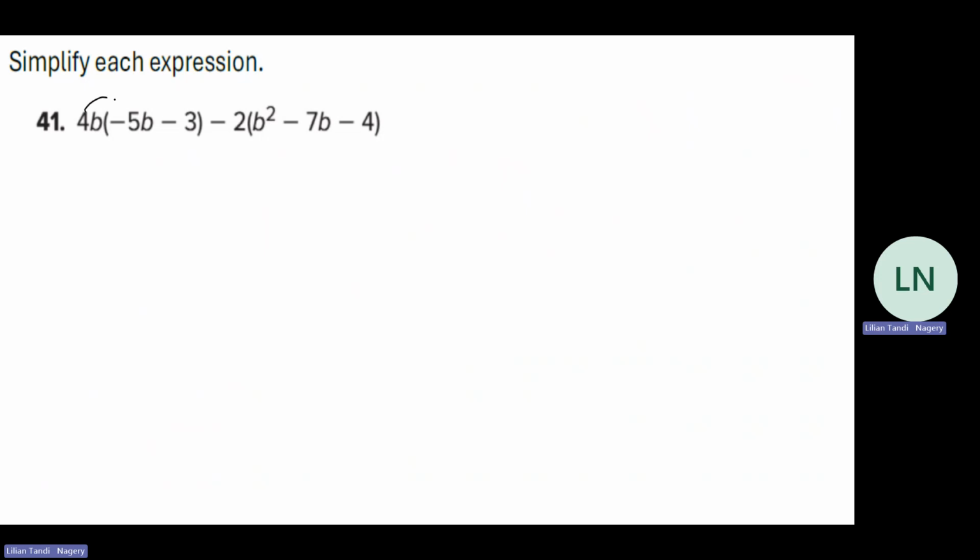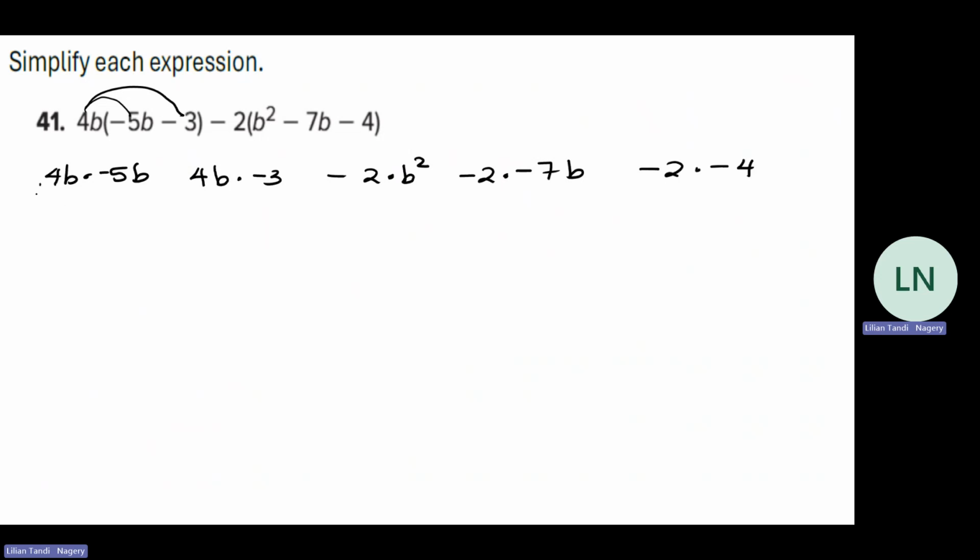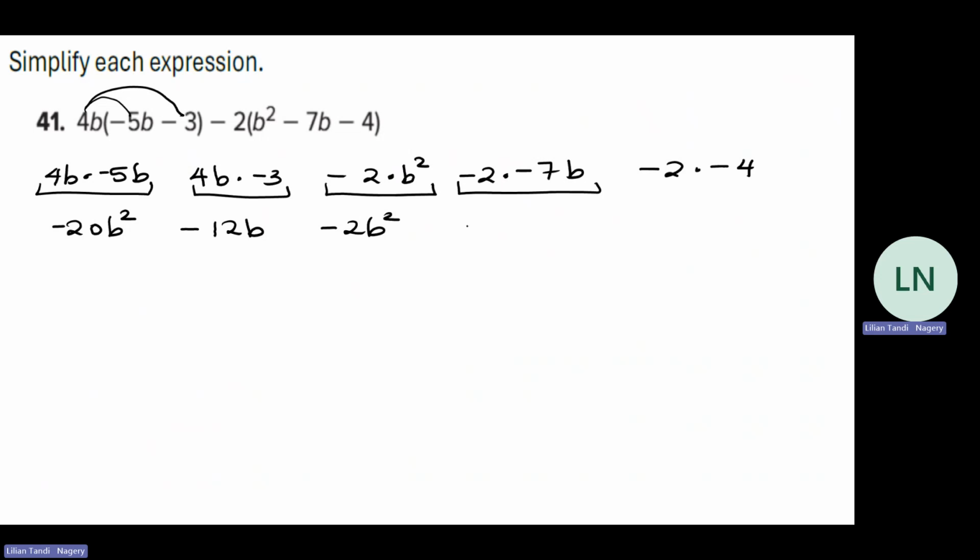So we're going to do this here. 4b times negative 5b. 4b times negative 3. Negative 2 times b squared. Negative 2 times negative 7b. Negative 2 times negative 4. This becomes negative 20b squared. This becomes negative 12b. This becomes negative 2b squared. This becomes positive 14b, and this becomes positive 8.